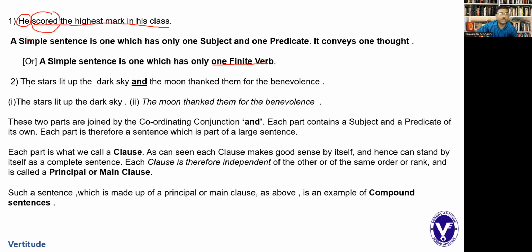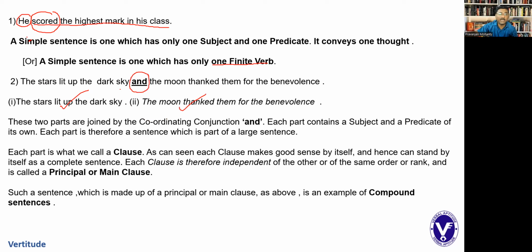Then sentence two. The stars lit up the sky and the moon thanked them for the benevolence. The stars lit up the sky. Now, this is one part of the sentence. I understand it. The stars lit up the dark sky. That's a sentence. The moon thanked them for the benevolence. This is another one again. Now, as you can see, these two parts are joined by the conjunction and.